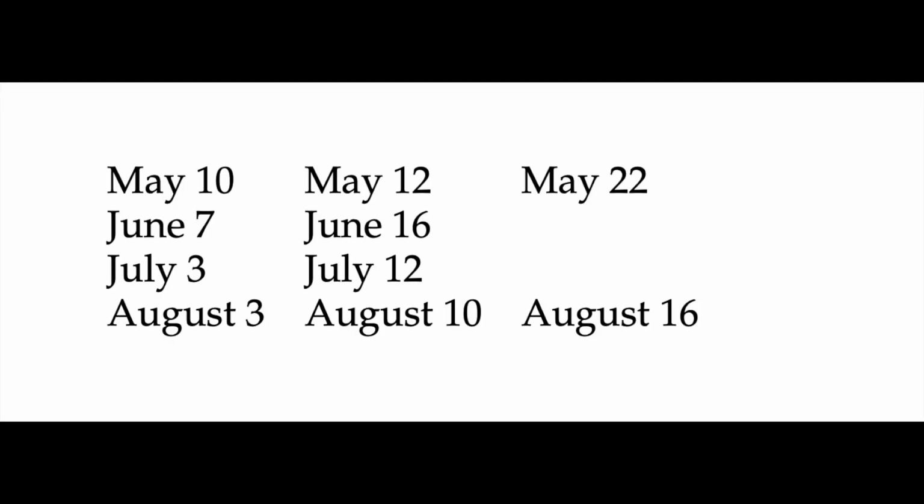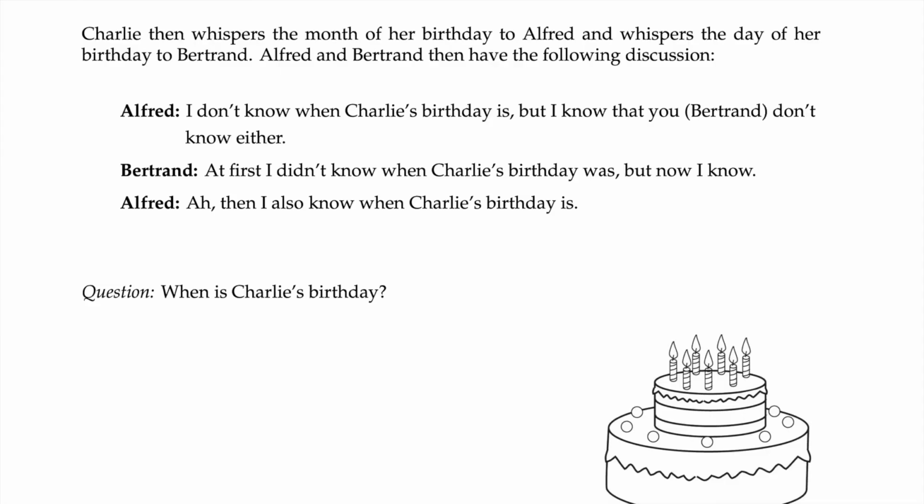Charlie then whispers the month of her birthday to Alfred and whispers the day of her birthday to Bertrand. Alfred knows the month and Bertrand knows the number. Okay, and then Alfred and Bertrand have the following conversation.